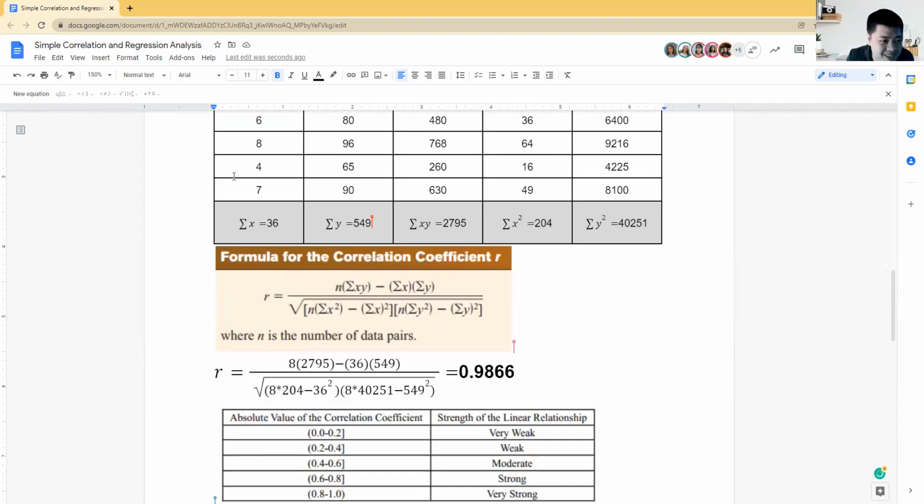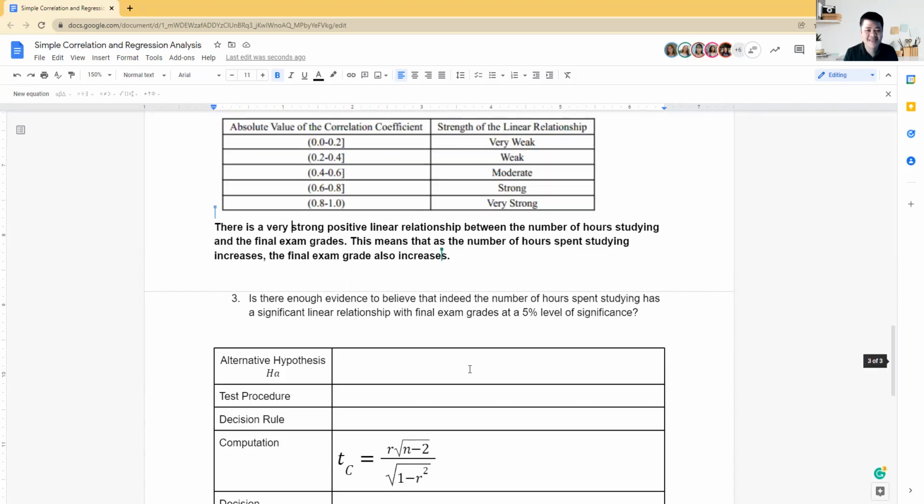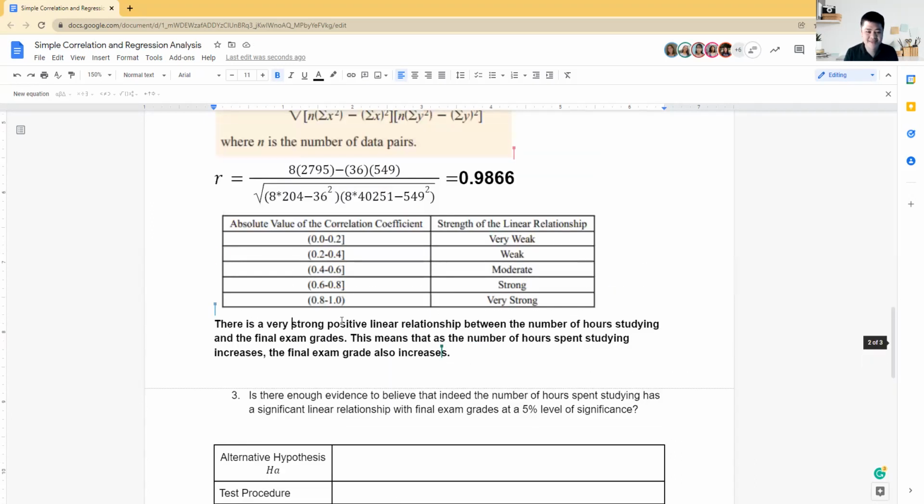Okay. Ay, oo nga no. Very strong pala yung nasa docs. Sorry, sabi pala ni Alexa, very, very strong. Okay, tama, very strong. Thank you for that one. Thank you, Mika and Alexa. There's a very strong 0.98. Okay? Okay ba tayo?